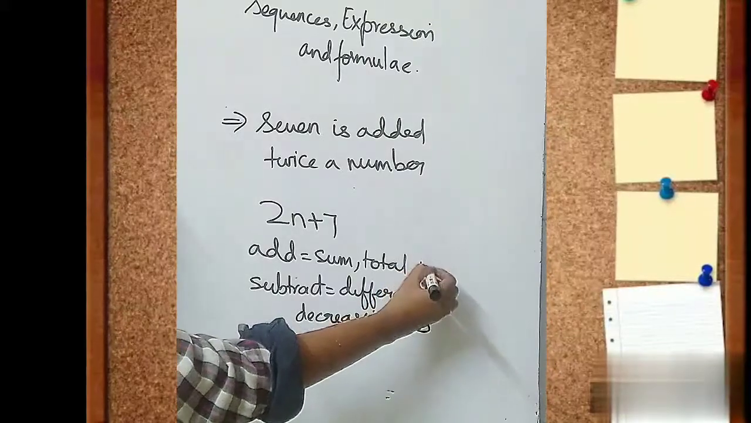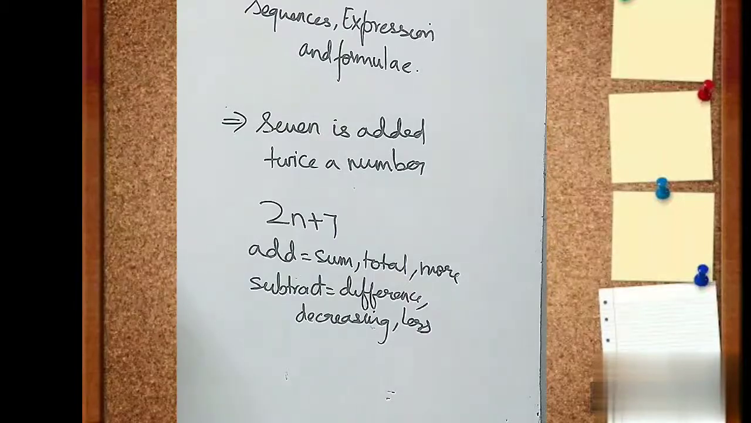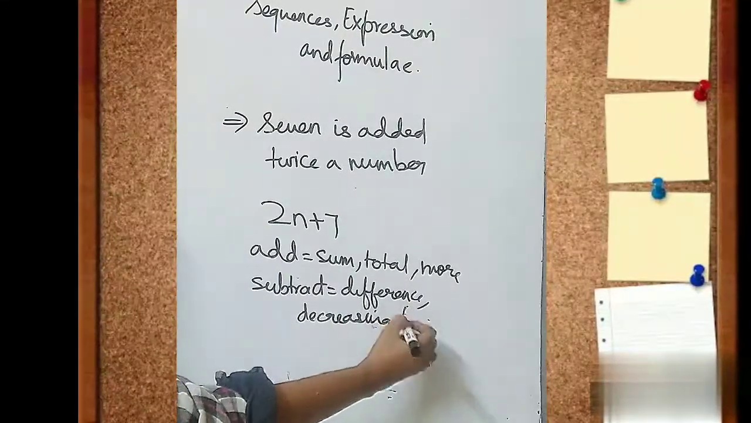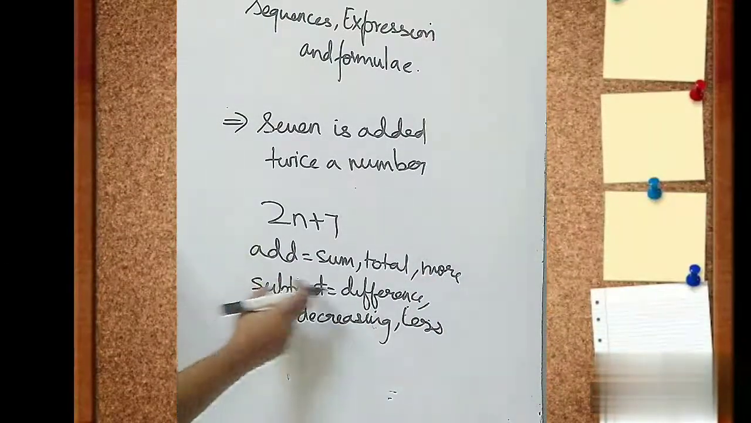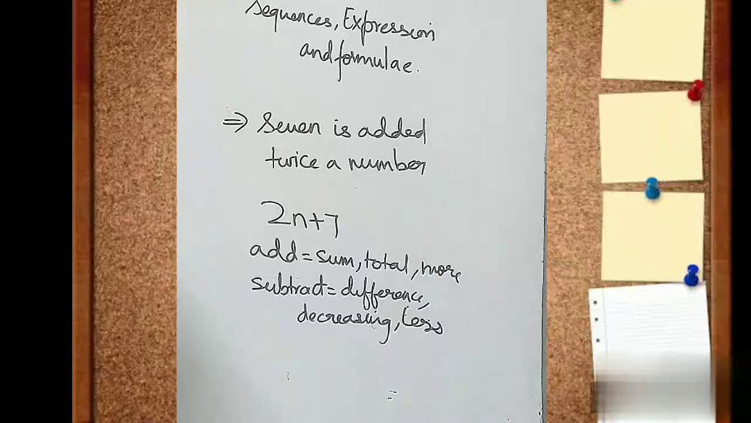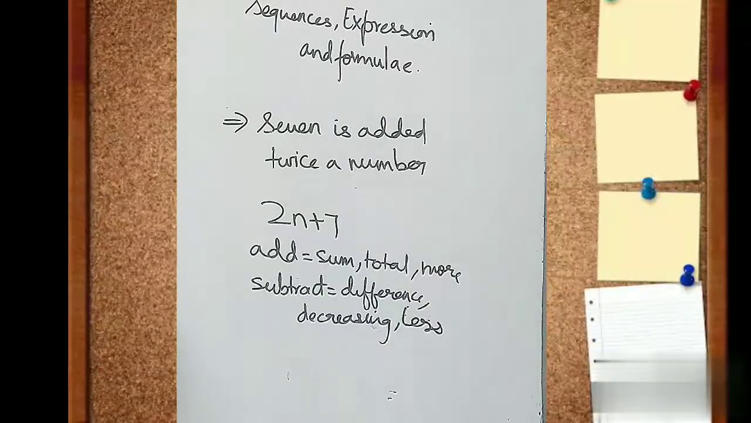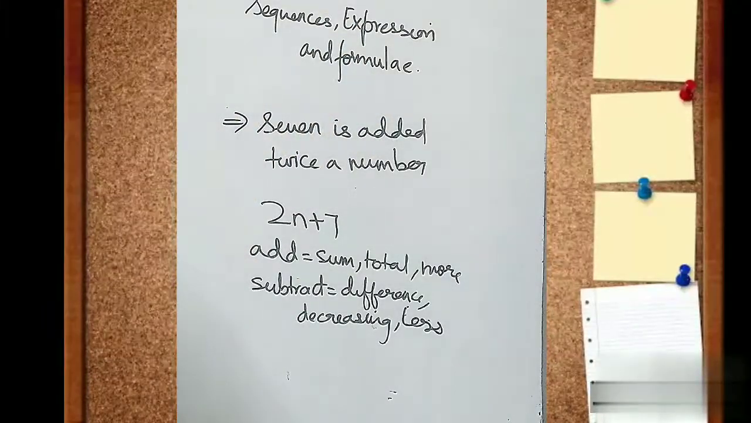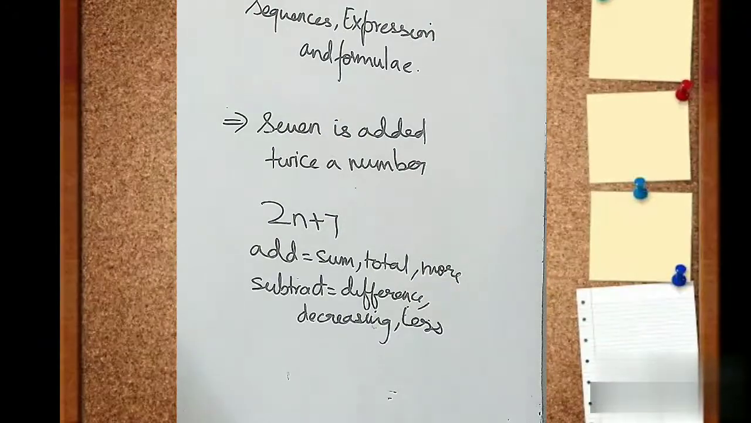Here it will be more. Here see, 7 is added to twice. In the previous question it was 7 more, like that. So when it is less we subtract it, when it is more we add it. These are all the words which usually come in word problems, and you have to frame the expression according to that. So this is all about expression. Formula is very simple, student. Formula is nothing as such.